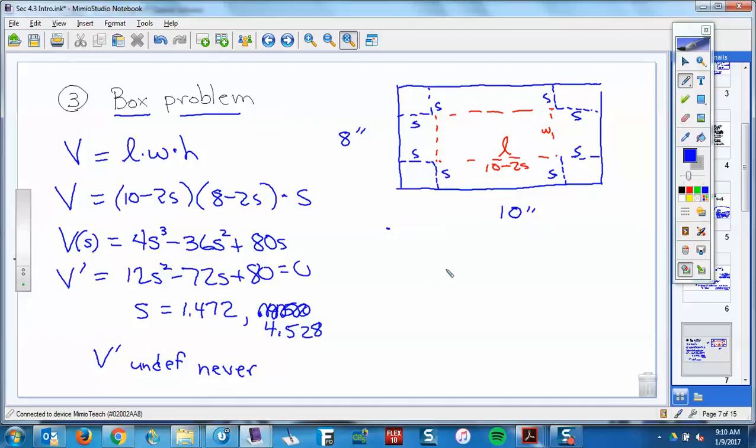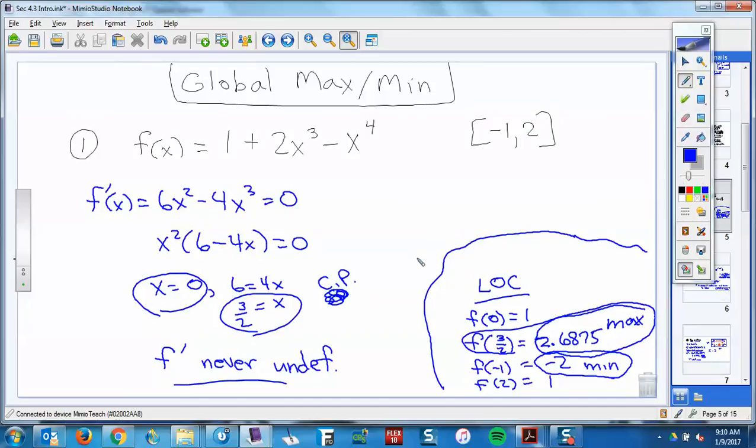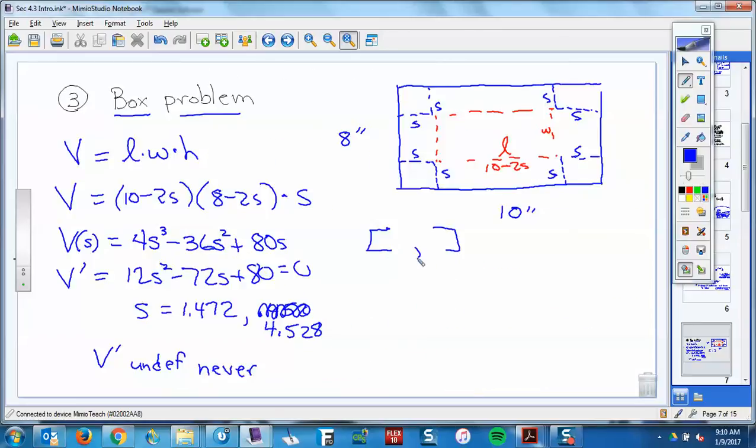Endpoints. So now, when you're doing endpoints, what variable are you looking at? S, it's the input, right? When you go back to here, what are these values right here? Those are X values. They're the littlest X and the biggest X, right? That's what endpoints are. So the endpoints here are the littlest S and the biggest S. So look at your picture. What's the littlest S could be?